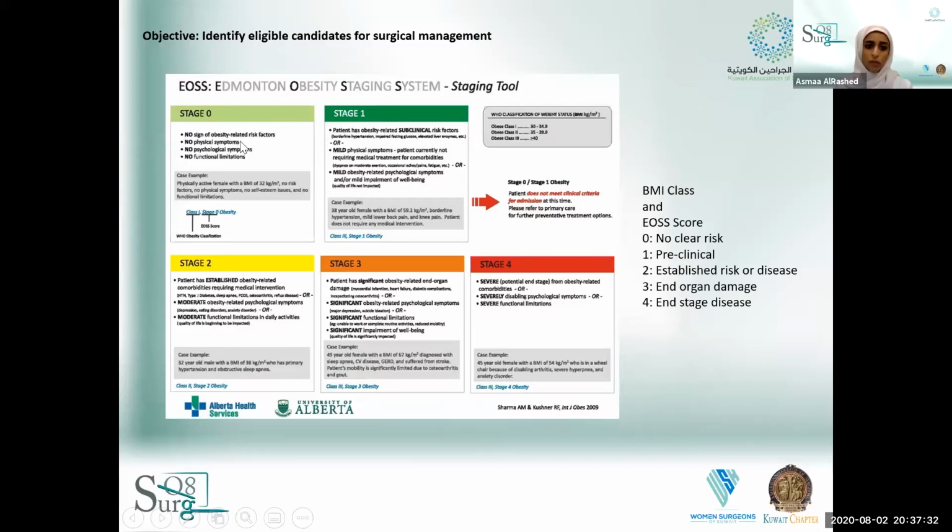So you have to think about obesity-related risk factors for a patient. Are there physical symptoms? Are there psychological symptoms? And is there functional limitation, like, would this disease limit your mobility? Are you suffering from significant depression, or do you have OSA, and so forth? And according to that score, you will be staged, and according to your stage, the recommendation for you to undergo the surgery.